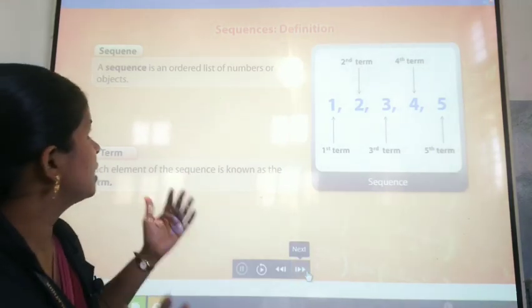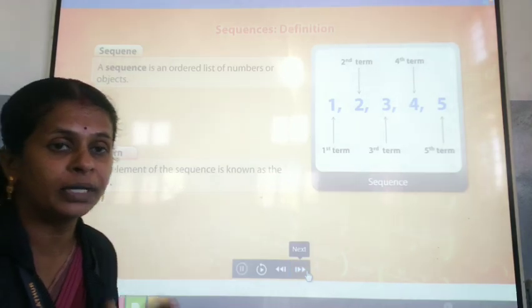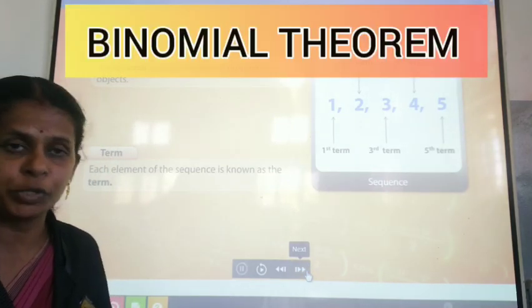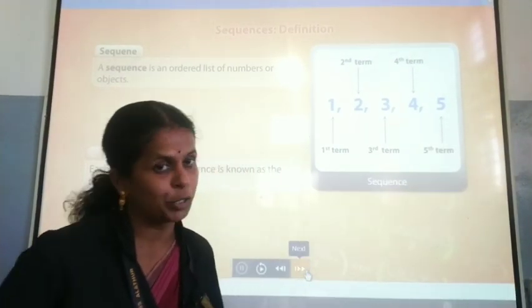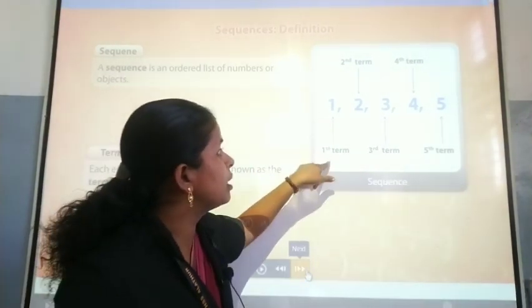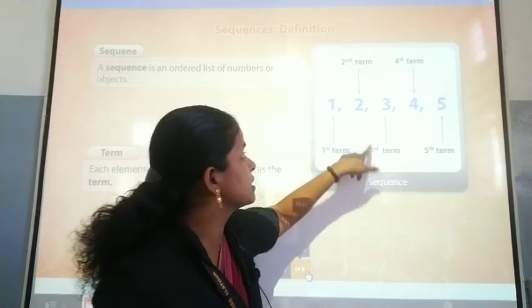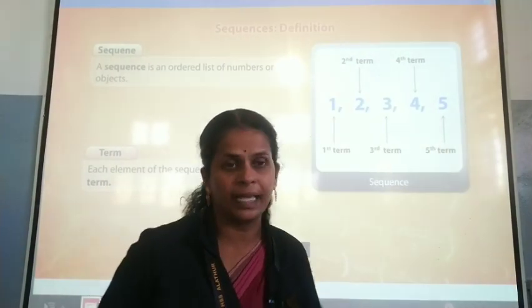That means when we arrange some numbers or objects in an order, we call it a sequence. For example, 1, 2, 3, 4 etc. is called a sequence. Then each number is called a term. 1 is the first term, 2 is the second term, 3 is the third term etc.